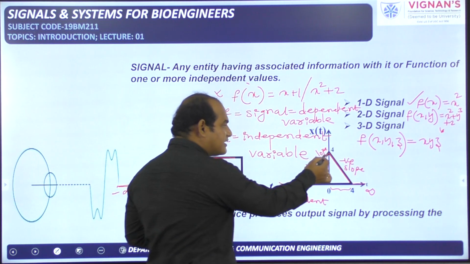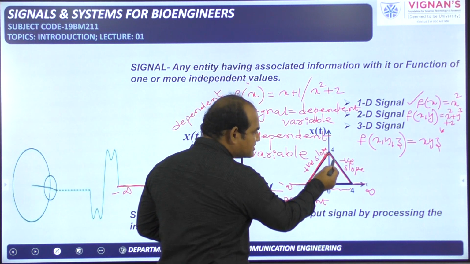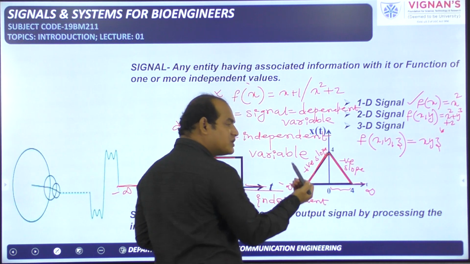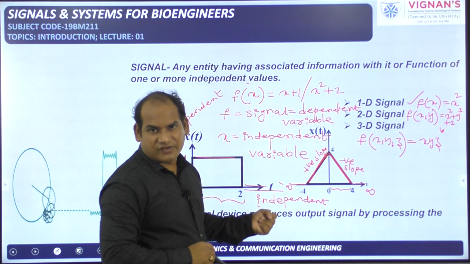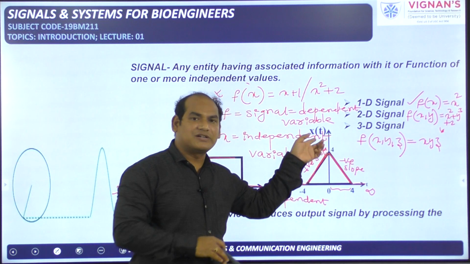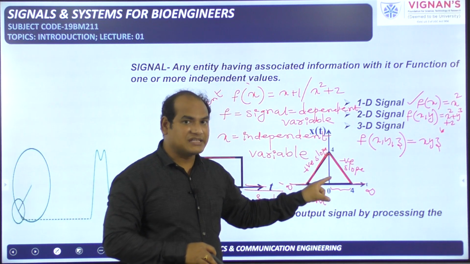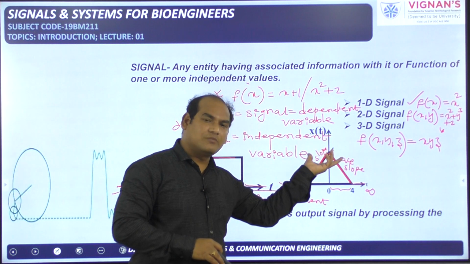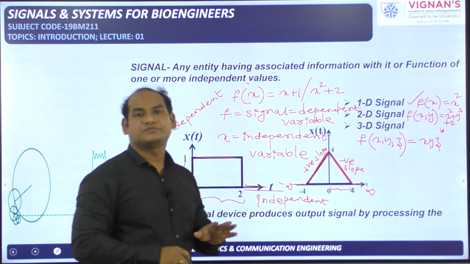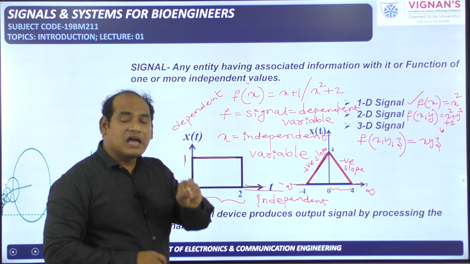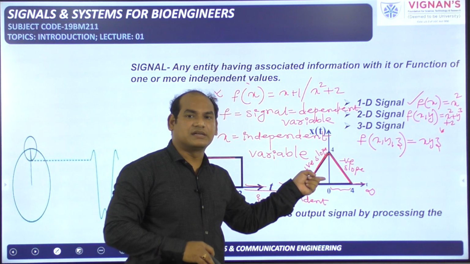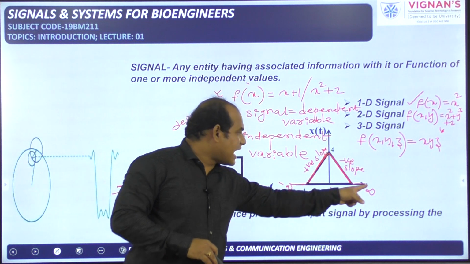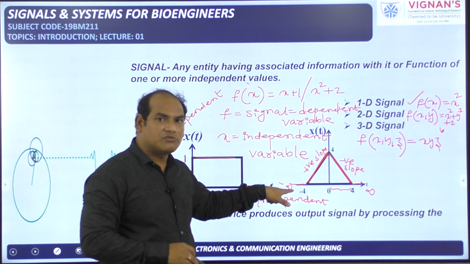So this is a straight line with positive slope, this is a straight line with negative slope. You have the coordinates, you are able to calculate the straight line equation. So we have to define this particular signal in such a way that what amplitudes are available for all values of t. You need to know at each and every value of t what is the amplitude of this particular signal.